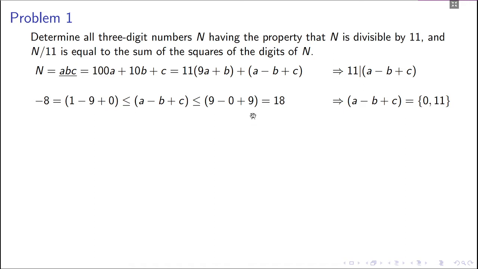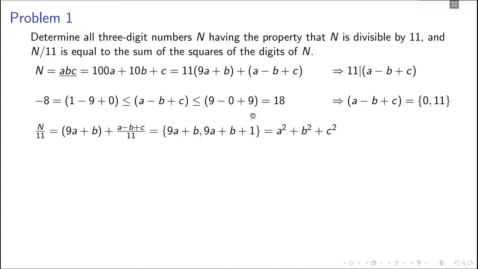And now we just look at it case by case. So n by 11 is what? n by 11 will become 9a plus b plus (a minus b plus c) by 11. So if this is 0, then it's 9a plus b. If this is 11, then it's 9a plus b plus 1. And this equals a square plus b square plus c square. And now you just look at it case by case, when this equals this and when this equals this.